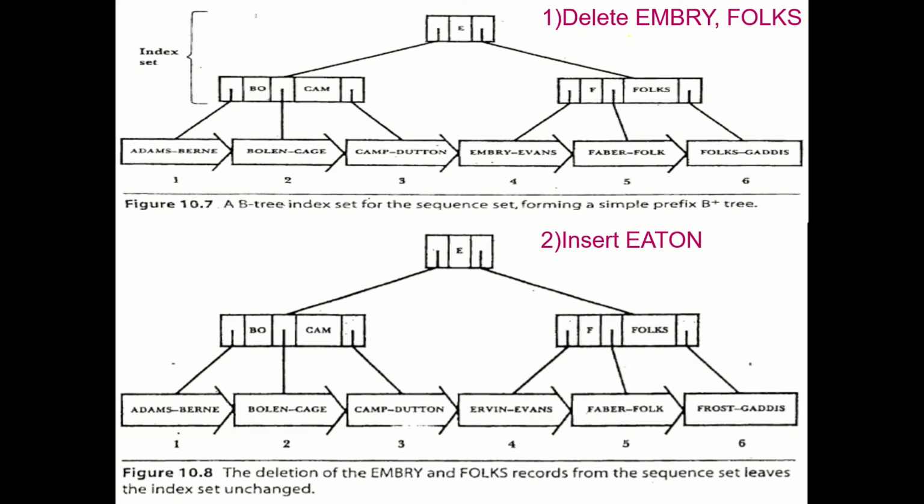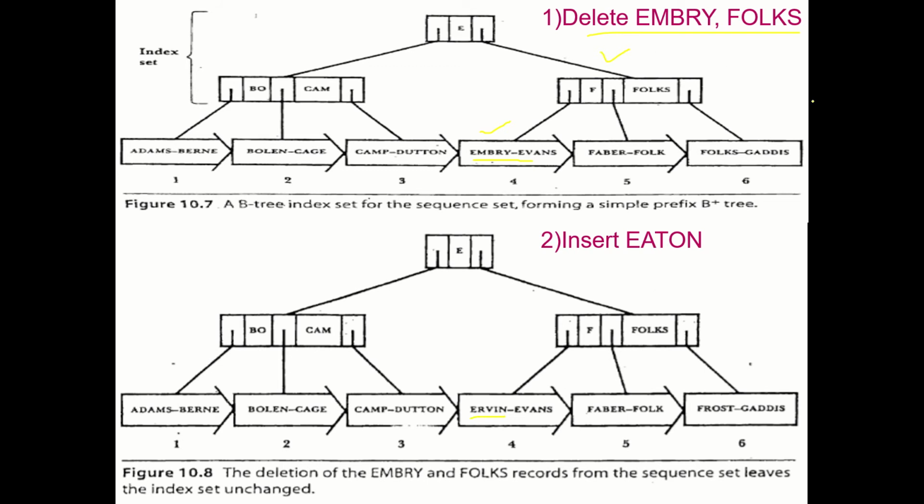Here, what happens when we delete EMBRI and fox? If I am trying to delete EMBRI, it comes inside this fourth block. We compare with E; EMBRI is greater than or equal to E, so we go to the right side. It is less than F, so we go to the left, that is block 4. So EMBRI is now deleted. Everything remains the same. The only change is that the second record of block 4 now becomes the first record of block 4.